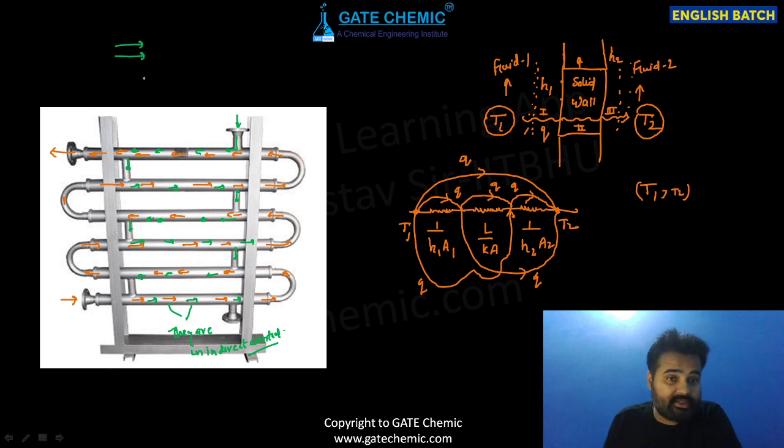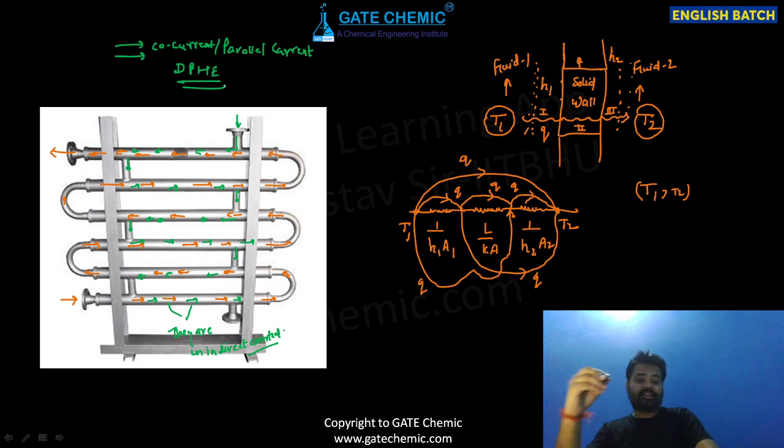That means this heat exchanger you can define as a co-current or parallel current double pipe heat exchanger. Okay beta, is it crystal clear?